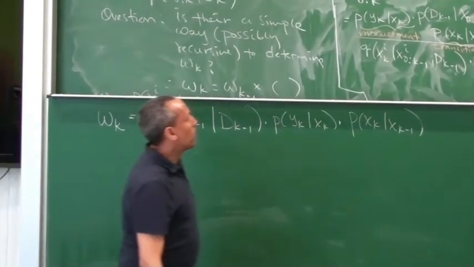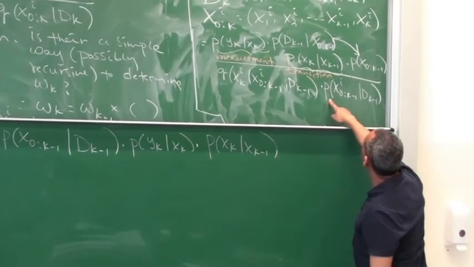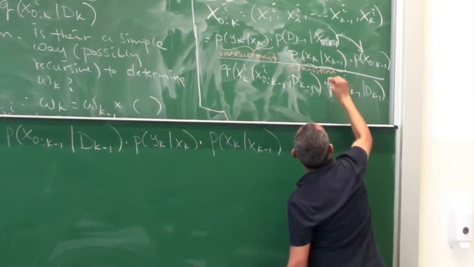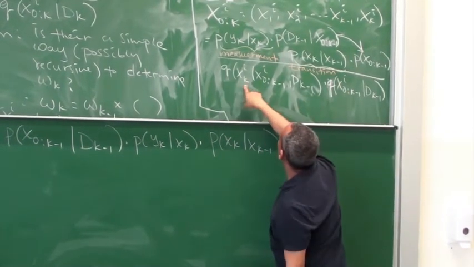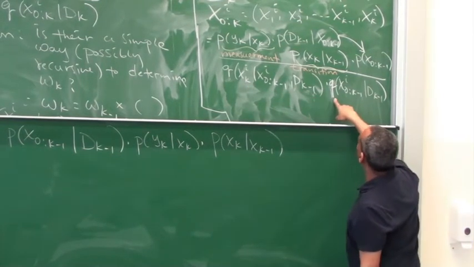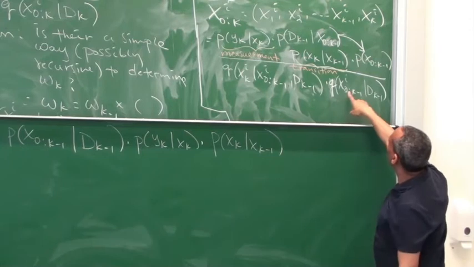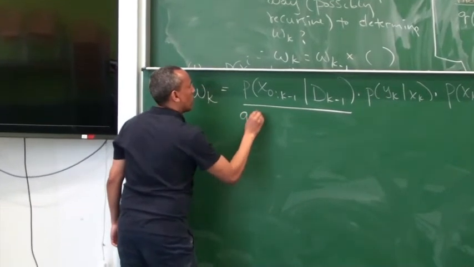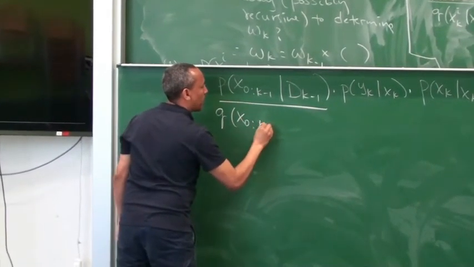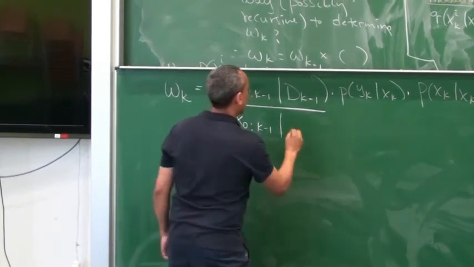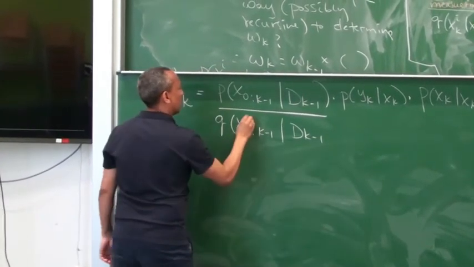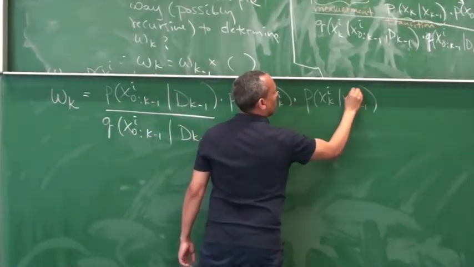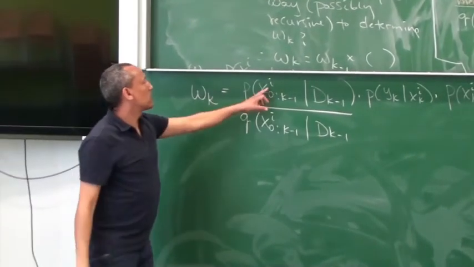Okay, below here we have the probability of x_0 to k-1. This is q, sorry, this is q. Because we are talking in terms of q, I am distributing q here. So this has to be q, q of x_0 to k-1 given d_{k-1}. You have to always put the indices here because we are talking about samples, remember? The i-th samples.